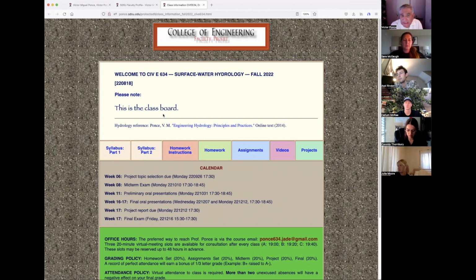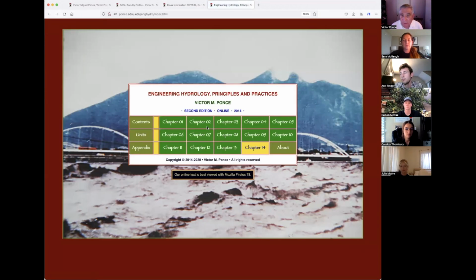And in order to facilitate your work in this class, I have posted in here, right below the class board, it says Hydrology Reference, Ponce VM Engineering Hydrology. So I recommend that all of you take a look at this book. It's a textbook that I wrote 30 years ago on the subject, but it's a beginning textbook. It's not an advanced textbook. So anything we say in this class will be over and above what you see in here. Can you see it? You can see it, right? Over and above what you see in here.